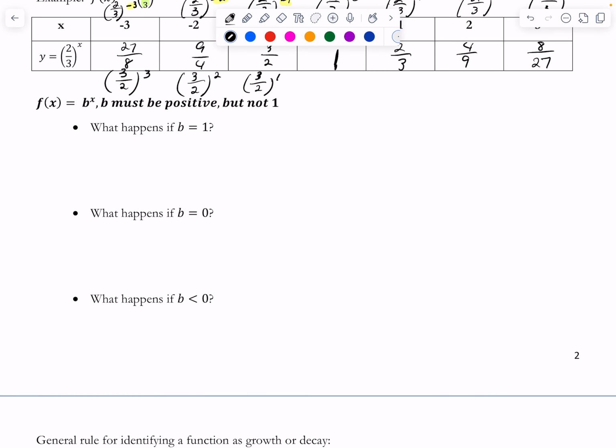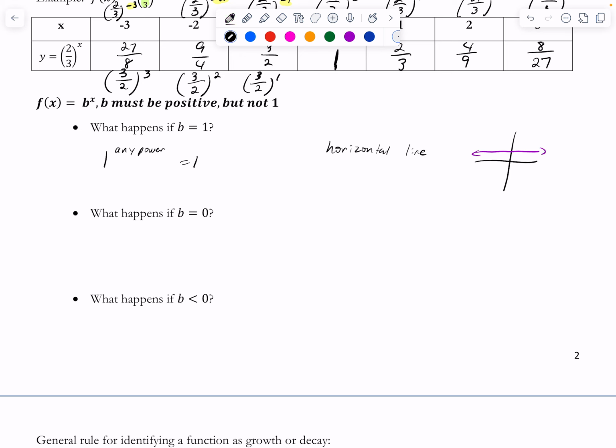So we're going to focus on our base being positive and then not 1. So the base will either be greater than 1 or it'll be less than 1, but it'll still be positive, right? So between 0 and 1. All right. So what happens if the base is exactly 1? So it's really 1 to any power, right? And that's always equal to 1. So this is going to result in a horizontal line. And if I were to sketch a graph of it, it would be that horizontal line at y equals 1.